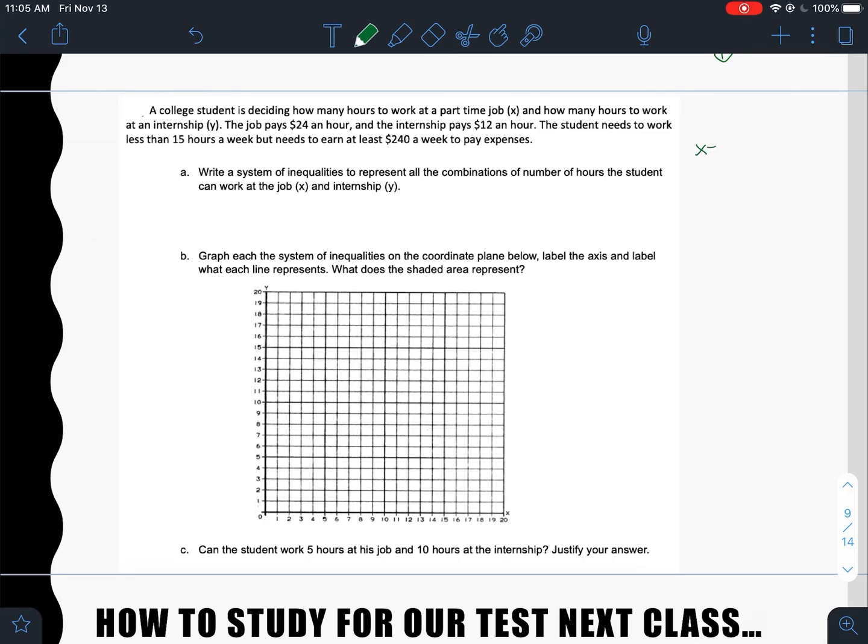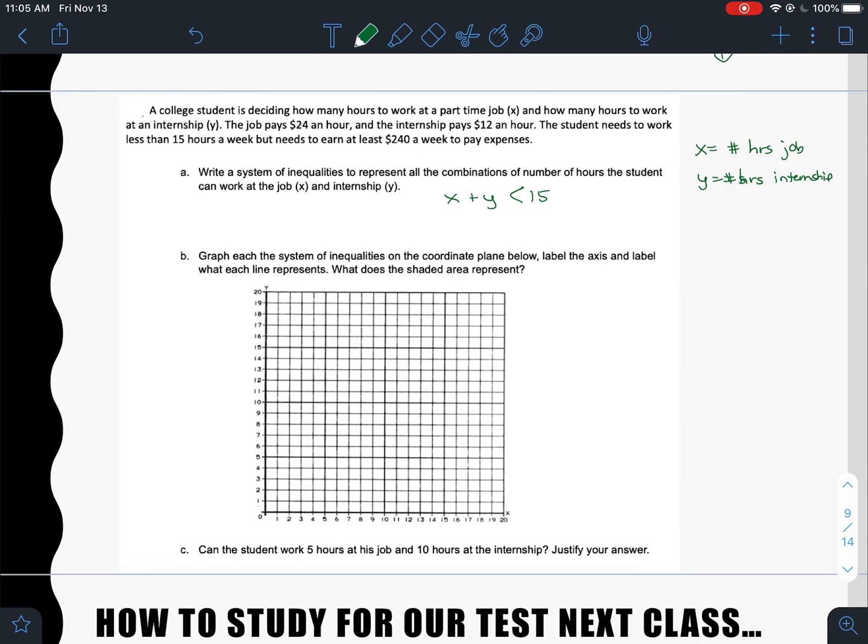So we have X is the number of hours at her job, and Y is going to be the number of hours at her internship. And I know that she needs to work less than 15 hours. So if I take X plus Y, those are the number of hours, they need to be less than 15.